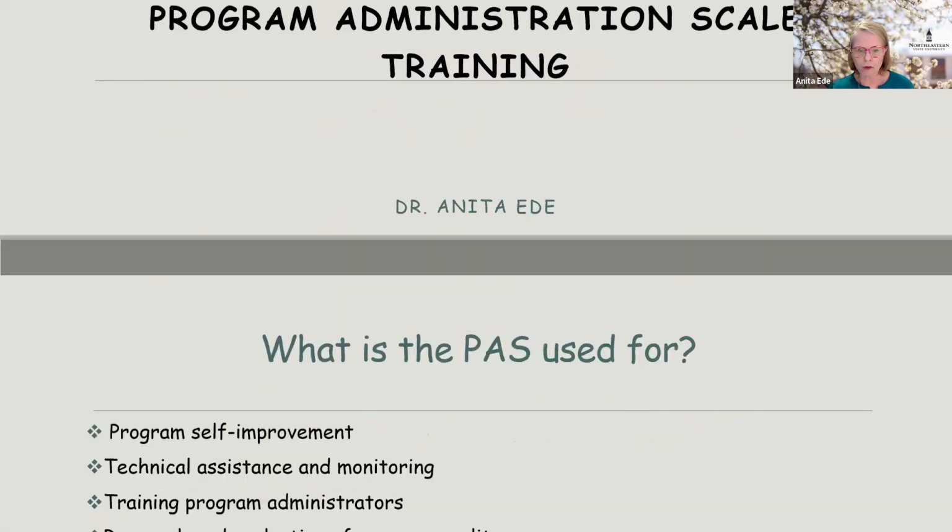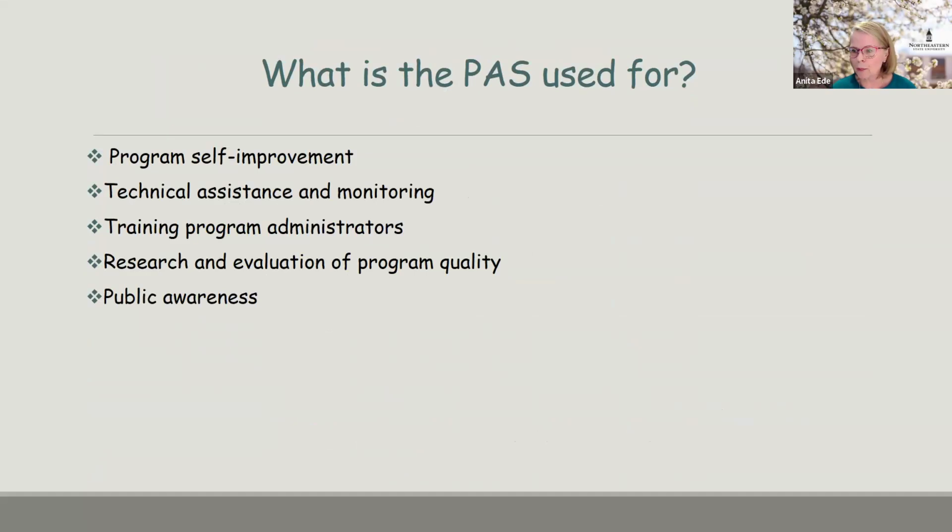So the program administration scale, what's the purpose? Why are we even doing this? It is used for program self-assessment. There are many times that administrators will do this on their own to see where they're at. It's also used for technical assistance and program monitoring. We know that independent early childhood facilities are always assessed by state agencies to make sure that they're doing the right thing. This is one of the tools that can be used to assess them.